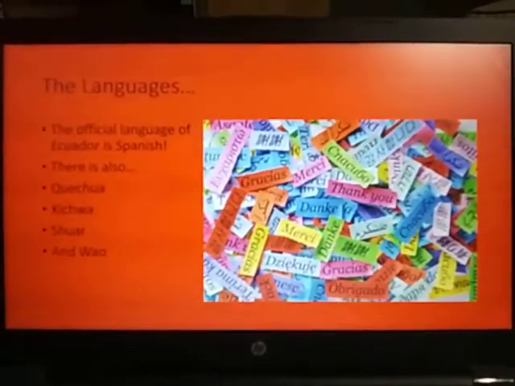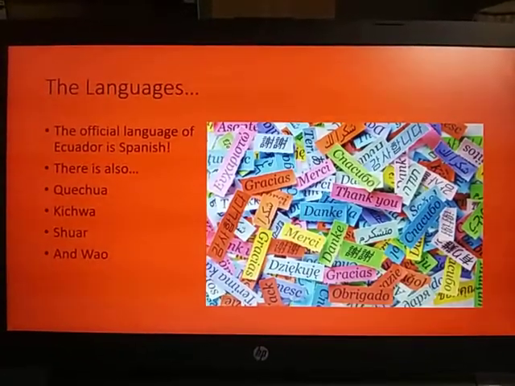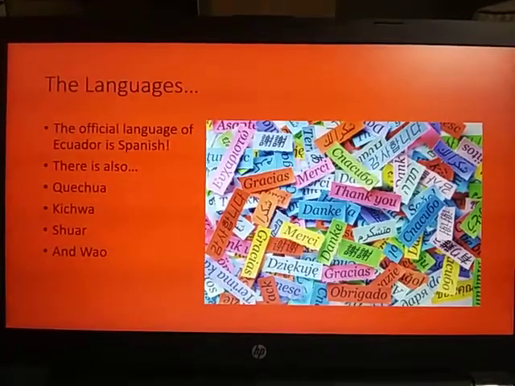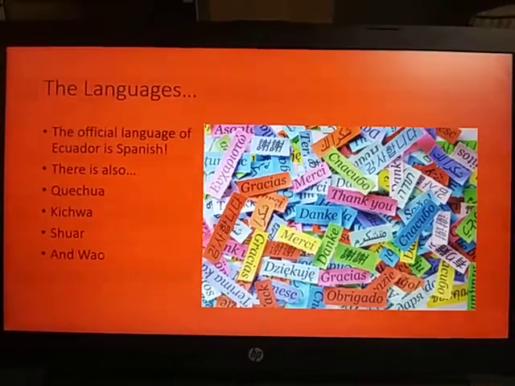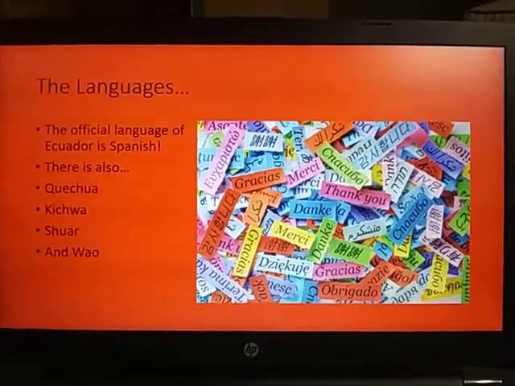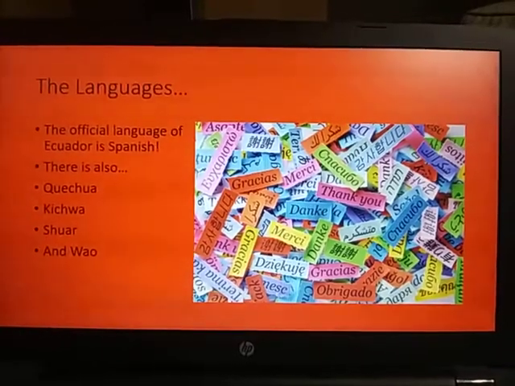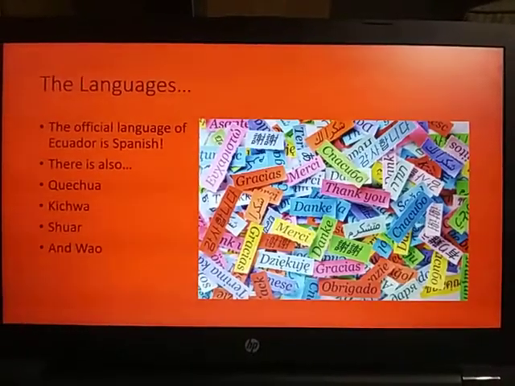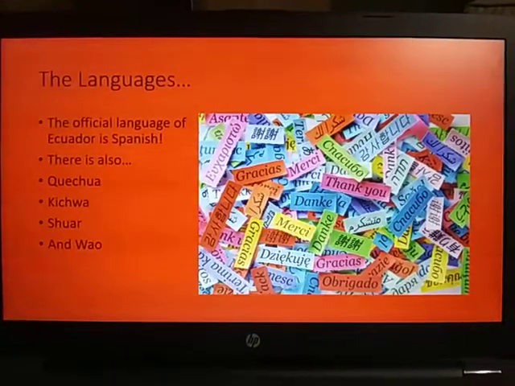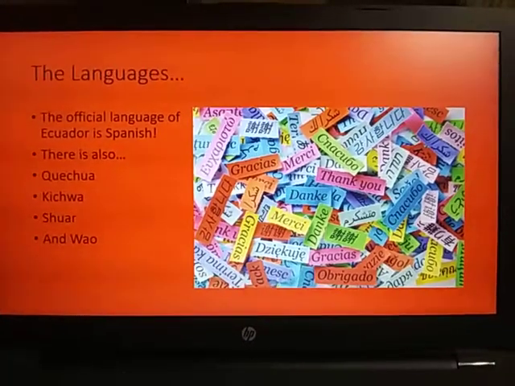Some of the languages that are spoken in Ecuador is obviously Spanish. Spanish is the official language of Ecuador, but there is also Quechua, Quichua, Shuar, and Hueo. These are more commonly spoken among older people, but are also taught to the younger ones.